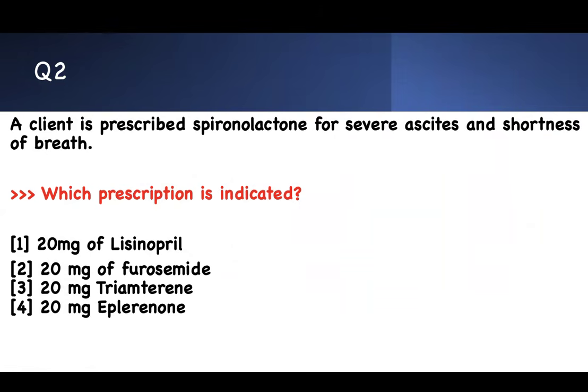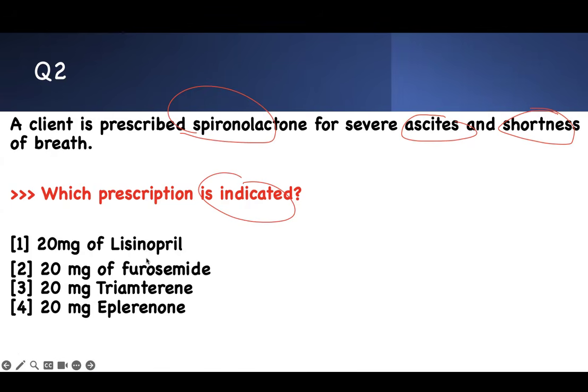Next question. Which prescription is indicated? The client is prescribed spironolactone. It's a renal drug. Pharmacology for severe ascites and shortness of breath. The keywords are ascites and shortness of breath. That's what you're focusing on. Therefore, underline it. Ask yourself, what should I focus on? We have a patient who has ascites, shortness of breath, and I have spironolactone. Which prescription is indicated?